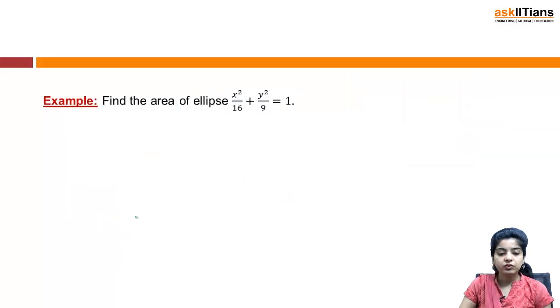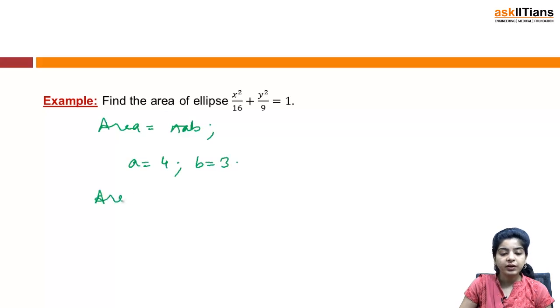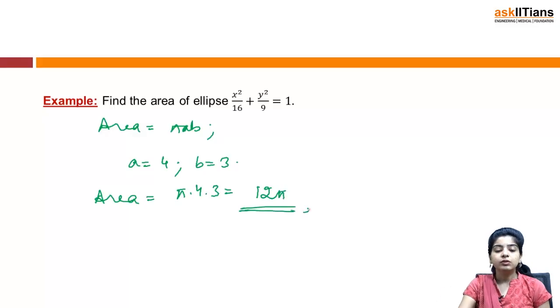The example based on it is: find the area of the ellipse x square by 16 plus y square by 9 equal to 1. Area is pi ab, right? Here a is 4, b is 3. So the area becomes pi into 4 into 3, that is 12 pi. So this is the answer.